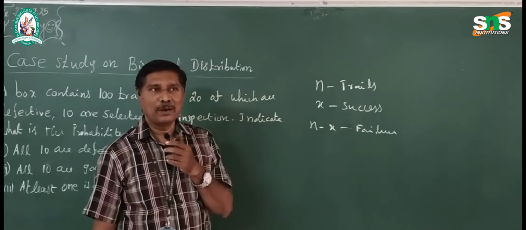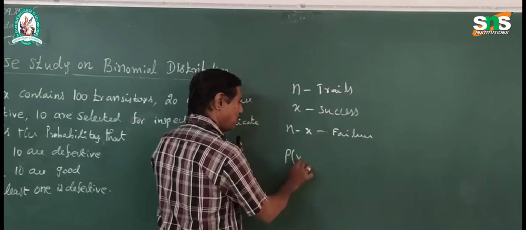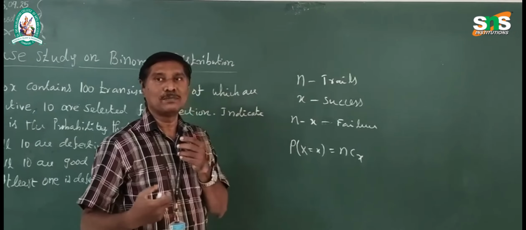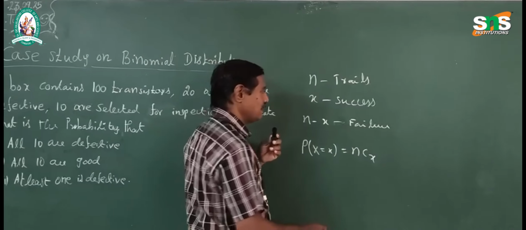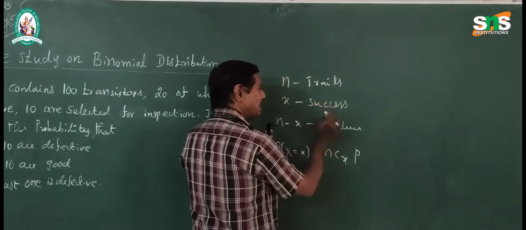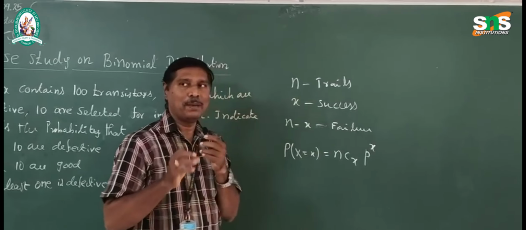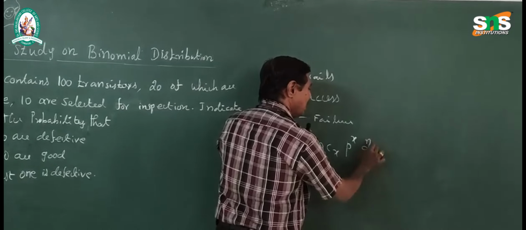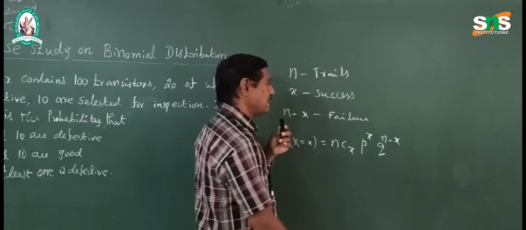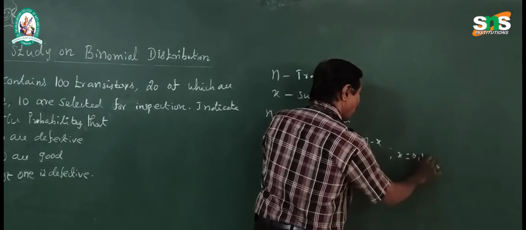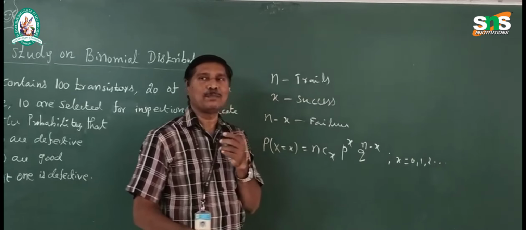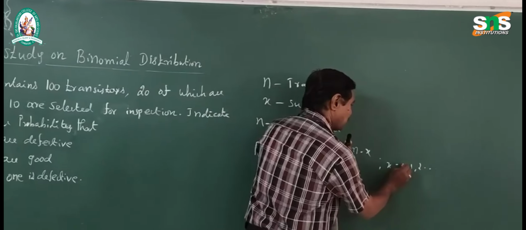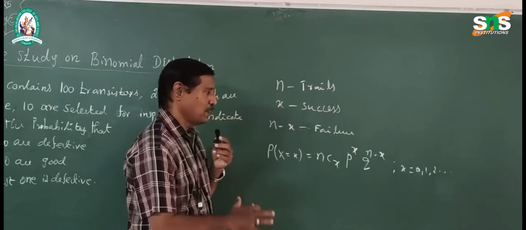So how do we define the binomial distribution? The binomial distribution function is probability of x equal to nCx p power x q power n minus x. Out of n trials, there are nCx possibilities for x successes. P is success, so in total we have p power x for the success cases, and q is failure. Here we have n minus x failures, so q power n minus x. X starts from 0, 1, 2, 3, and so on. Why 0? Suppose there is no success, then it is 0. These are the binomial distributions.